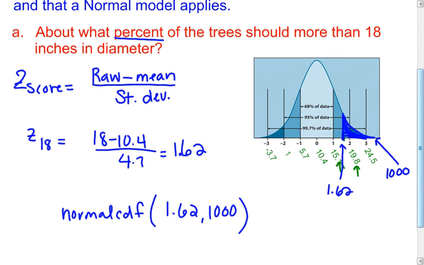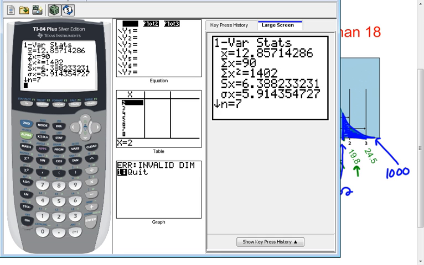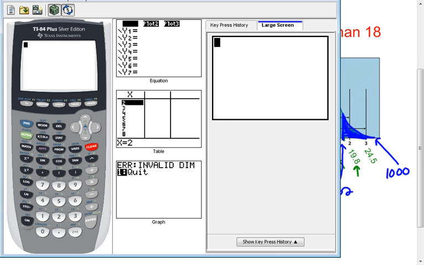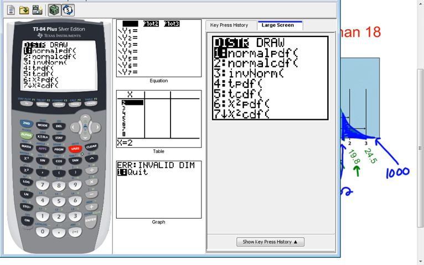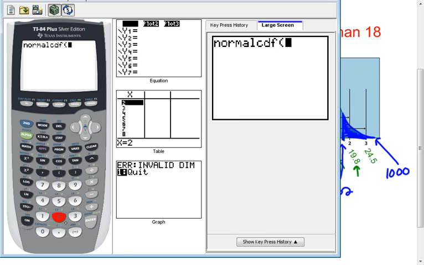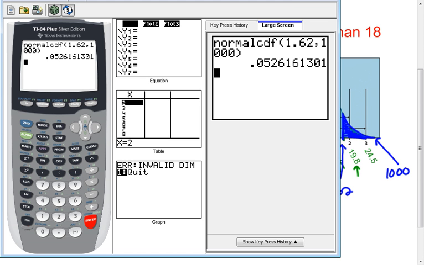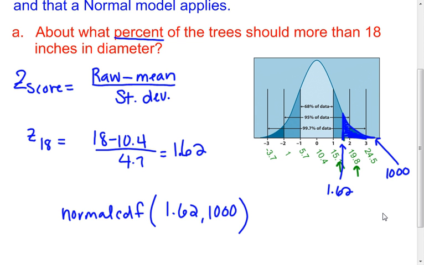Okay, so I will go to my calculator. I'm going to just clear this out so it's not so messy here, and then I will go second, variables, and then I want normal CDF, which is number 2, and I will put in 1.62 comma and then 1,000 for that upper limit. Hit enter. Your calculator will spit out a decimal, which of course you can convert to a percent. So this is basically 5.26% lie above that. So 5.26% of the data fall in that part of the curve.